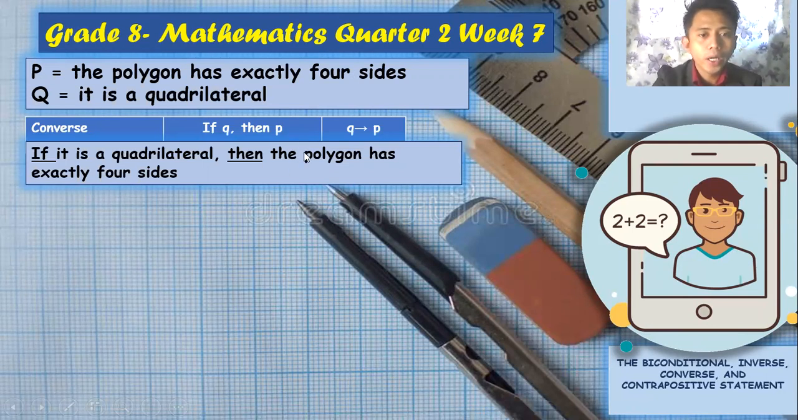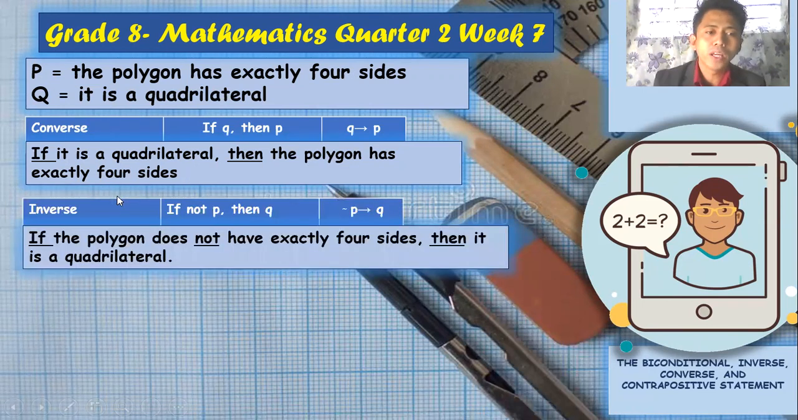Followed by P. What is our P? The polygon has exactly 4 sides. That's why, by following this pattern, "if Q then P", we can now conclude our converse statement is: if it is a quadrilateral, then the polygon has exactly 4 sides. So now let's proceed with the inverse.